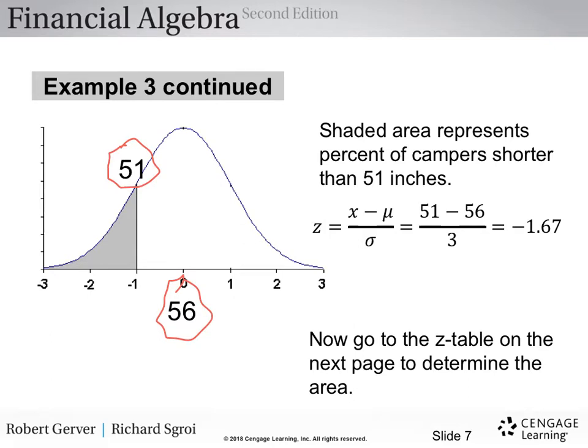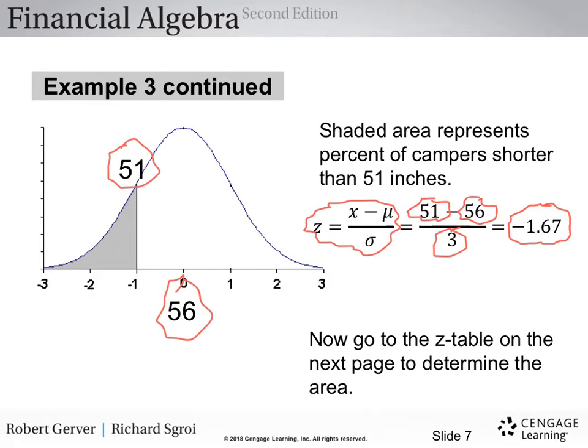So let's calculate the z-score again. Okay, same formula as we've used in the past. All right, so we're going to say that the person is 51 inches tall, the mean is 56, the standard deviation is 3, so we come out with a z-score of minus 1.67. All right, now we need to go to a z-table to determine the area, the shaded area here.